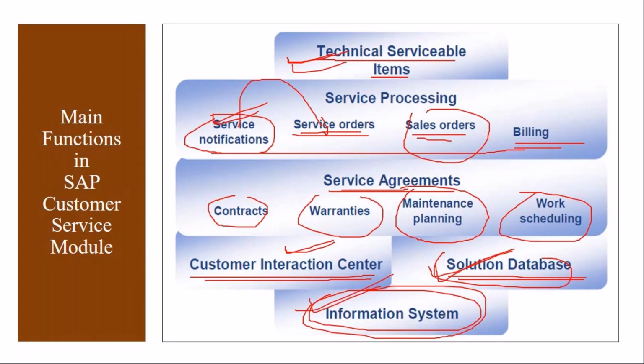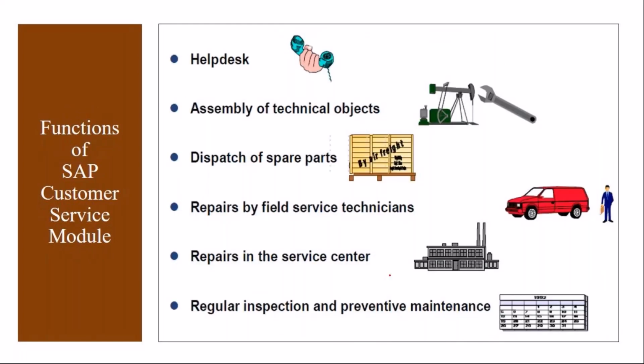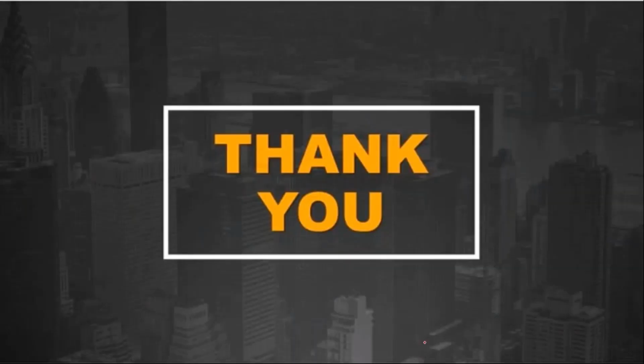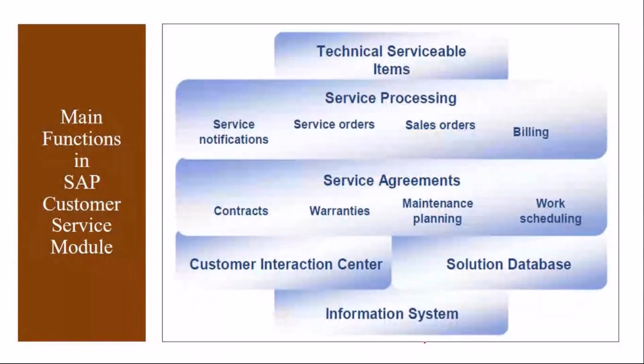The previous ones are all the business processes and how they are handled, and here are the objects we will be using in the system to handle those business processes. We have covered technical objects, then the service processing function, service agreements in case of AMC, CIC, customer interaction center, the solution database, and the information system. In the subsequent classes we will be covering all these things in detail. So this is the introduction to the customer service model.